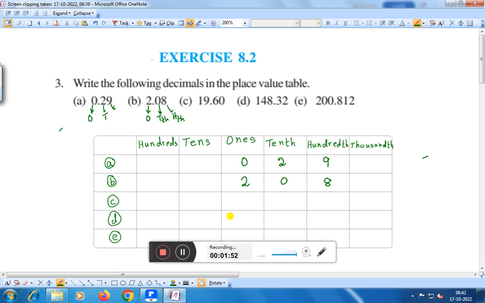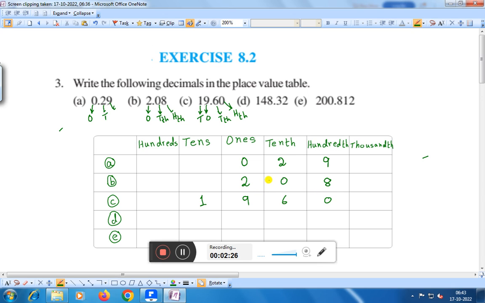Question number C is 19.60. Here you write this is ones place, this is tens place, this is tenth, and this is hundredth place, right? Therefore in ones place we'll write 9, in tens place it is 1, in tenth place it is 6, and in hundredth place it is 0, right?